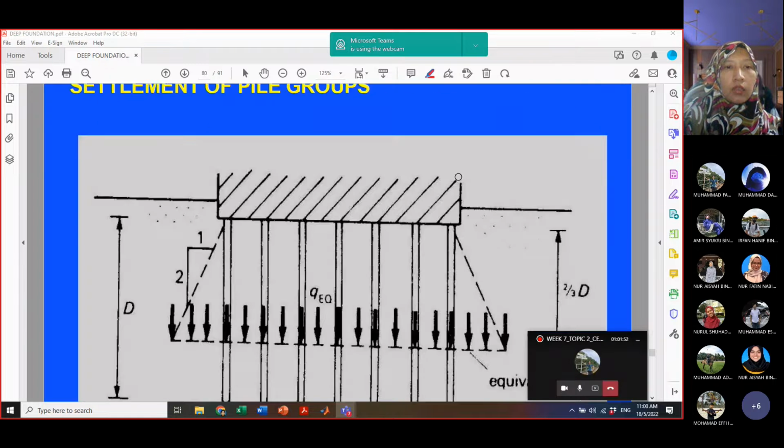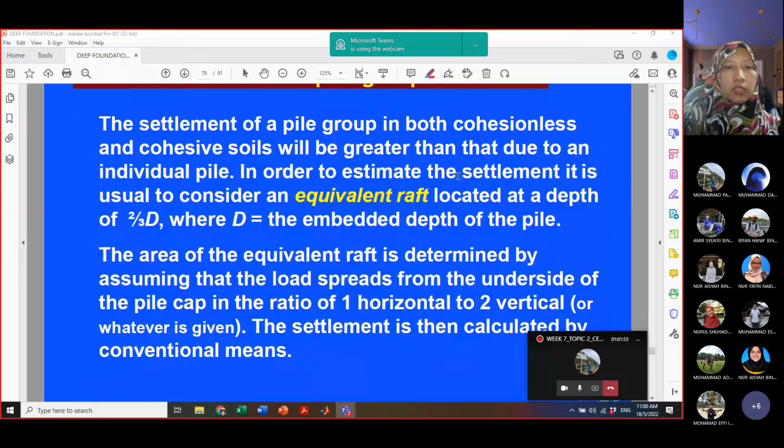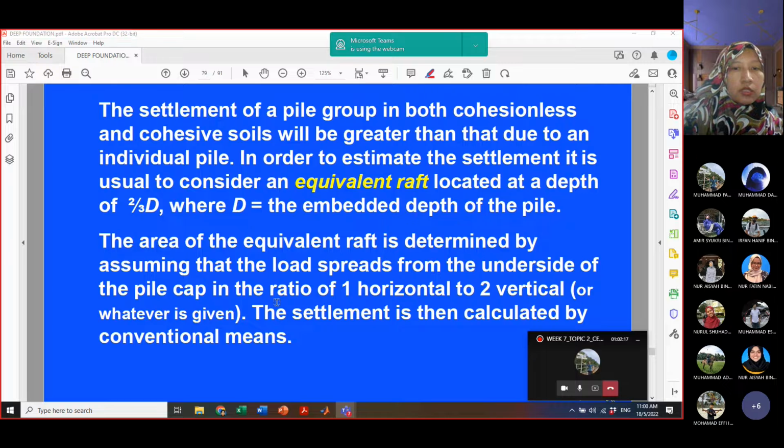Okay, settlement ni lebih kurang seperti yang saya bagi contoh tadi, tapi yang ni dia lebih specific explanations lah, yang mana it says that the area of the equivalent raft is determined by assuming that the load spreads from the underside of the pile cap in the ratio of 1 horizontal to 2 vertical or whatever is given. So the settlement is then calculated by conventional means.